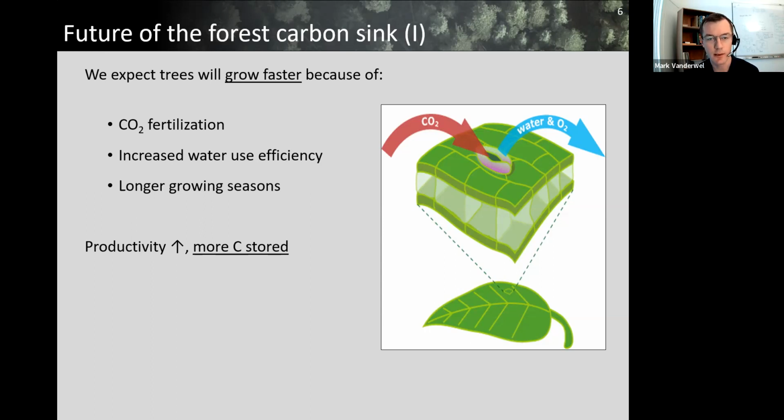The other possible impact of climate change is that in temperate and boreal regions, we should expect to see longer growing seasons. So trees might have opportunity for additional growth in the spring and the fall, and this could lead to an increase in annual rates of productivity, and again, more carbon being removed from the atmosphere.